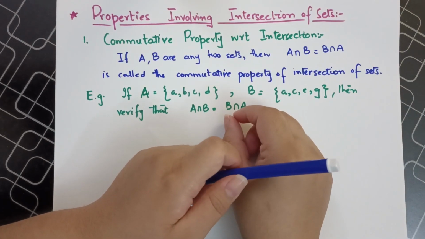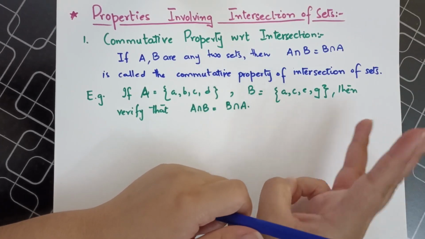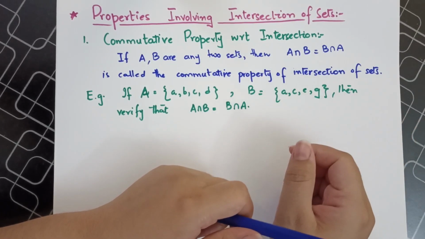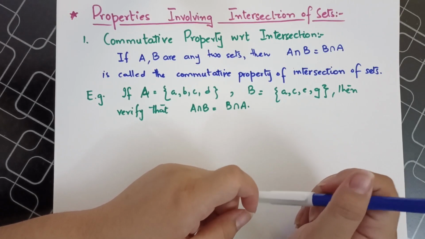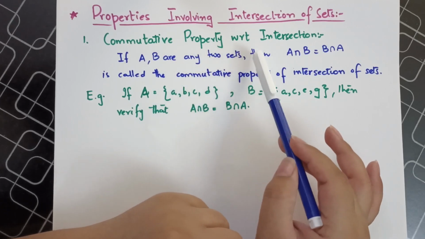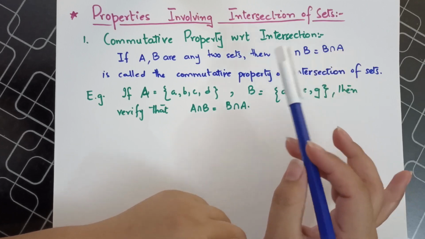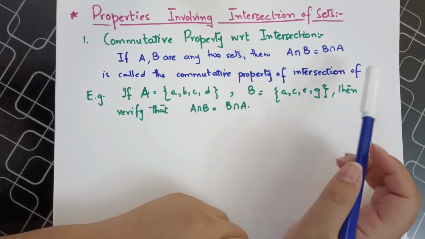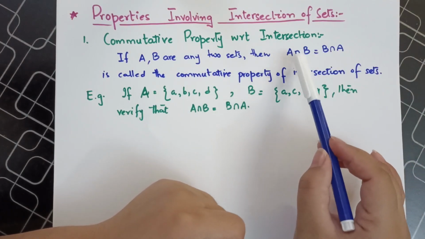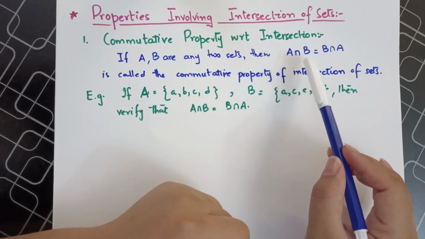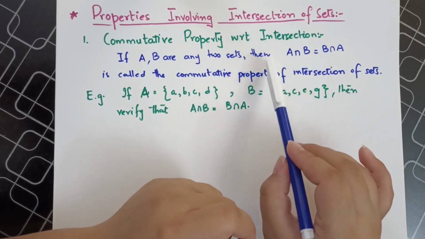Okay, now let's see the properties involving the intersection of sets. We're going to discuss the same three properties that we discussed for the union of sets. So the first one is the commutative property with respect to intersection. Here it says that if A and B are any two sets, then A intersection B is equal to B intersection A. It is called the commutative property of intersection of sets. It means that whether you put A before the intersection sign and B after that, or you put B before the intersection sign and then A, the result will be the same.